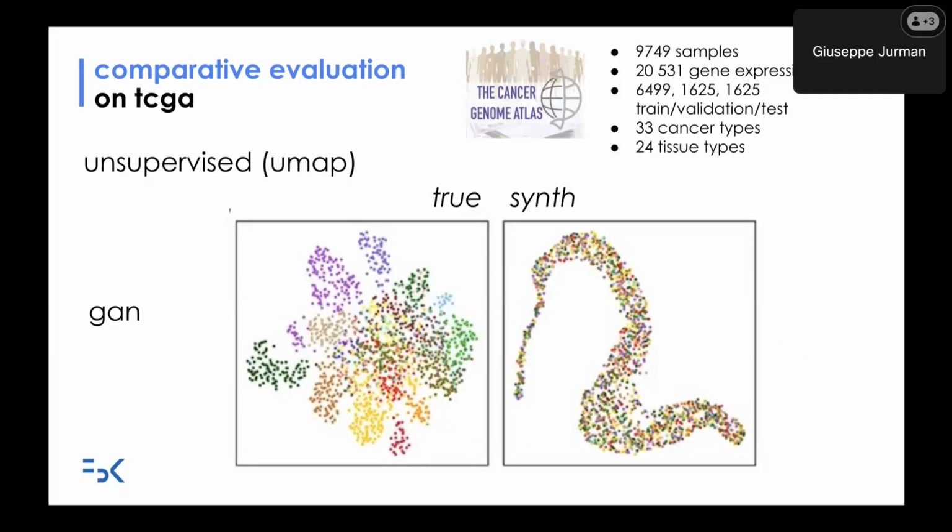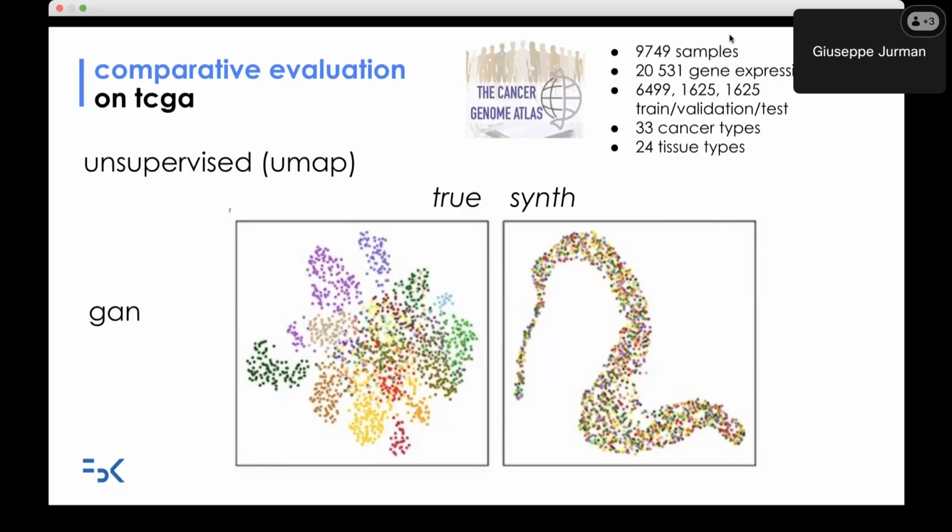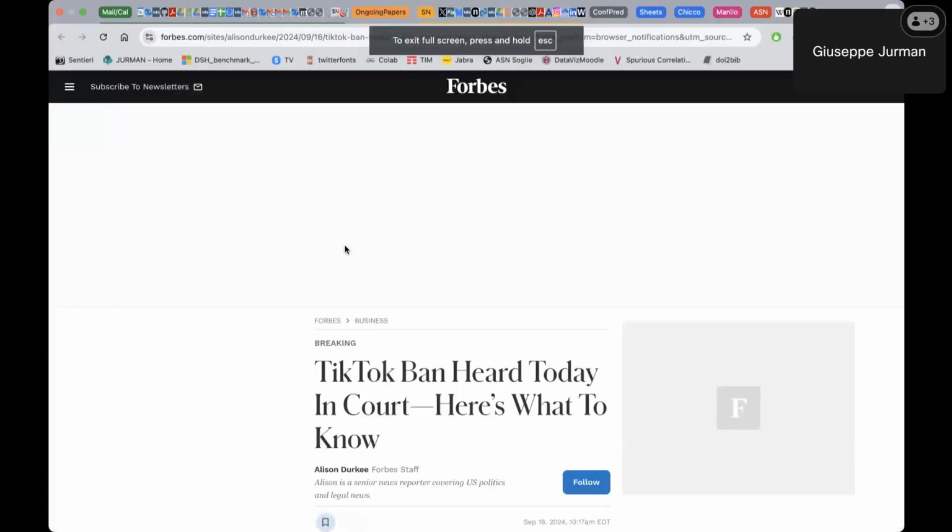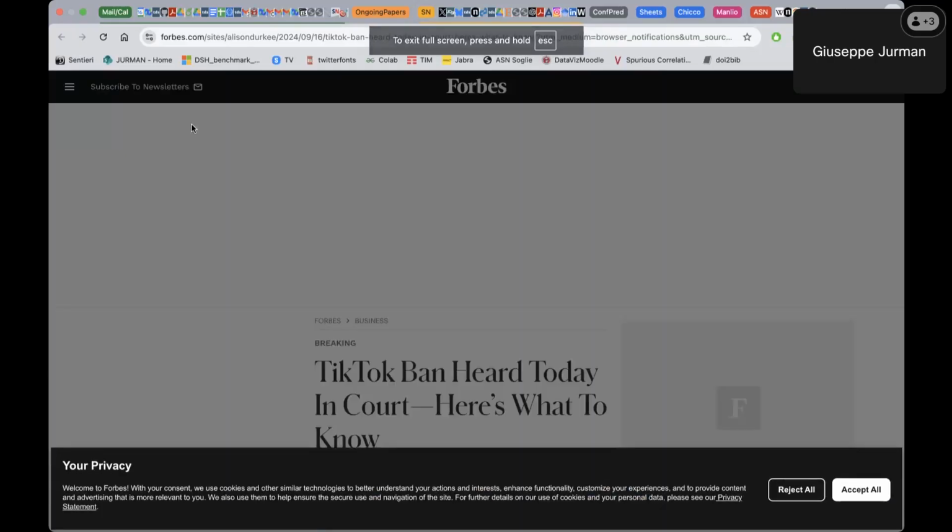This is a typical example of what can be obtained with a general GAN. Okay, so if we start with an example with this kind of data, sorry about that. What happened?